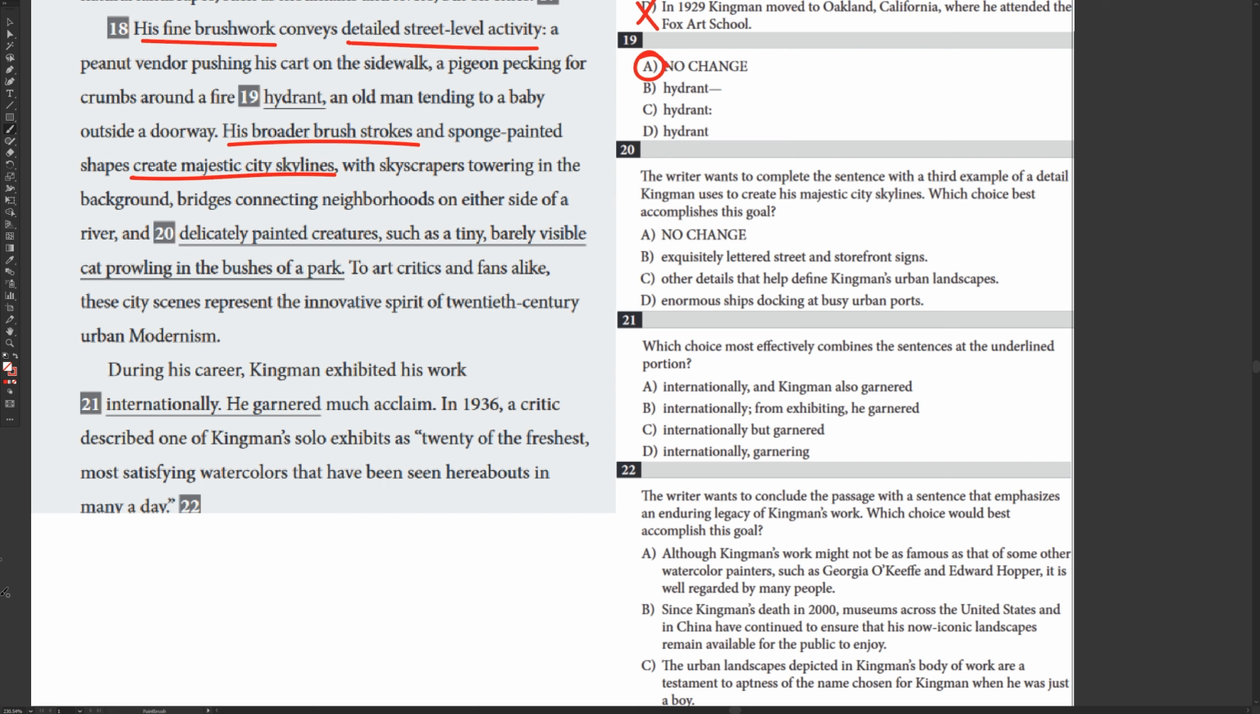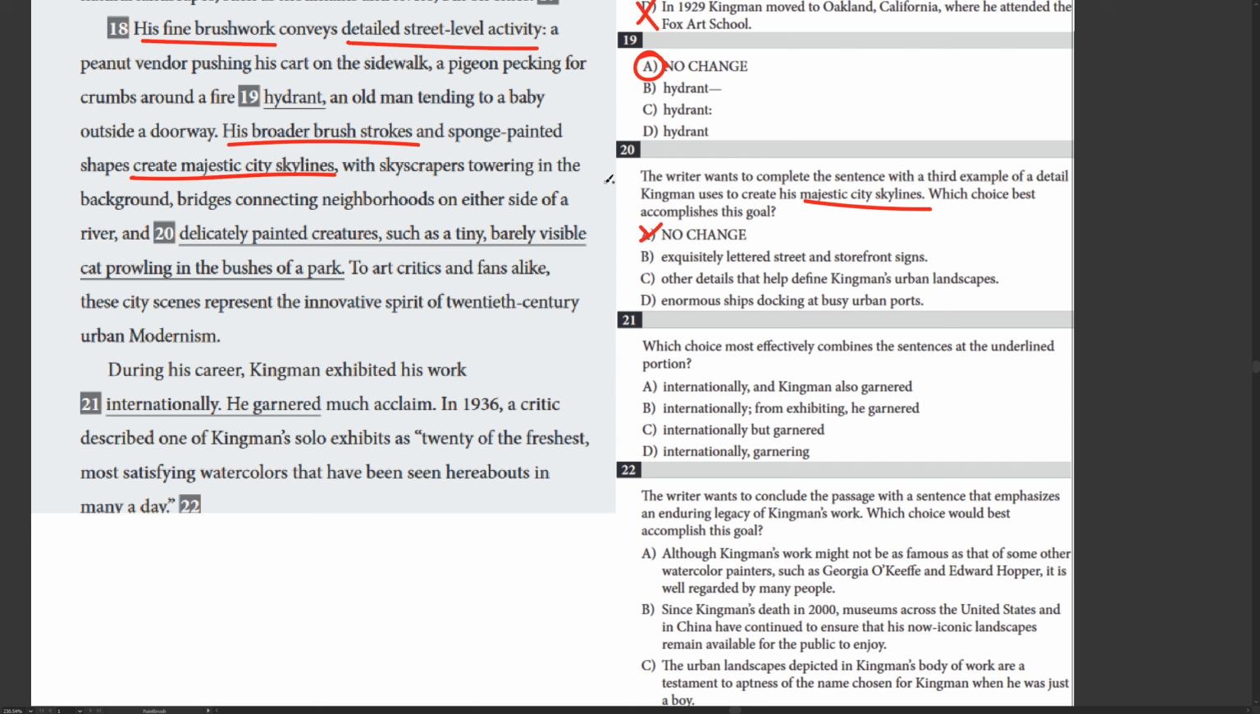The writer wants to complete the sentence with a third example of detail Kingman uses to create his majestic city skylines. Which choice best accomplishes this goal? So let's read number 20. With skyscrapers towering in the background, bridges connecting neighborhoods on either side of a river, and delicately painted creatures such as a tiny, barely visible cat prowling in the bushes of a park. Okay, so I don't think that really represents the macroscopic of a city, so I'm just gonna cross that out.